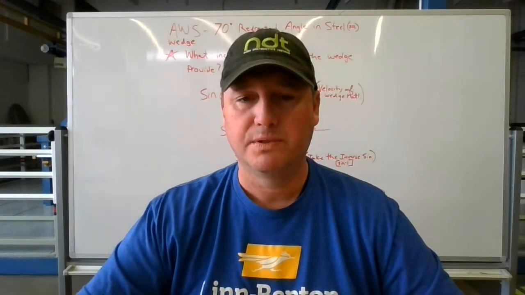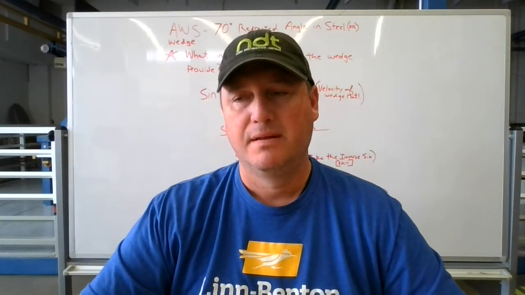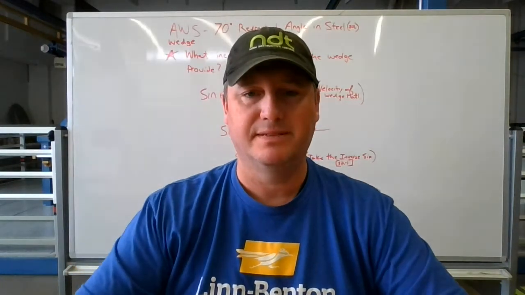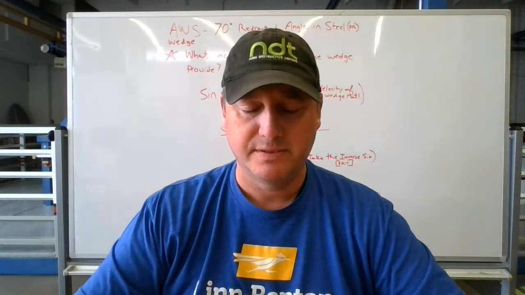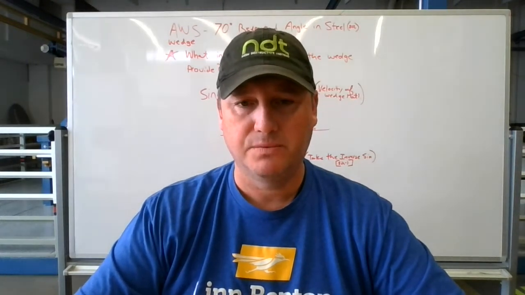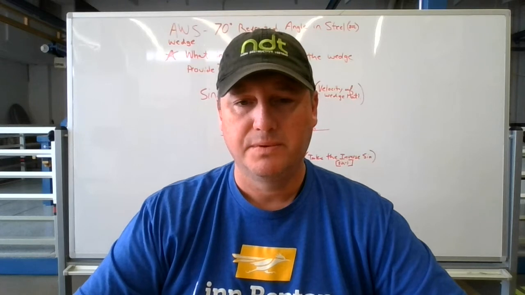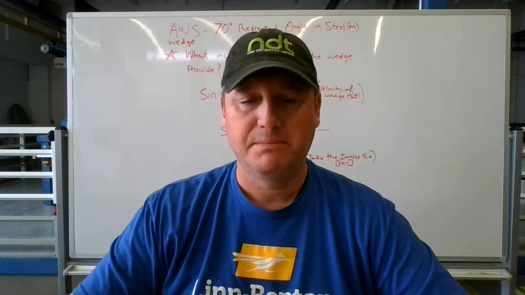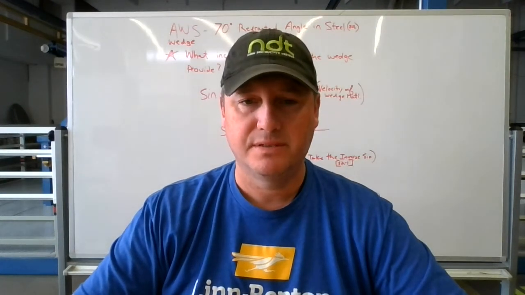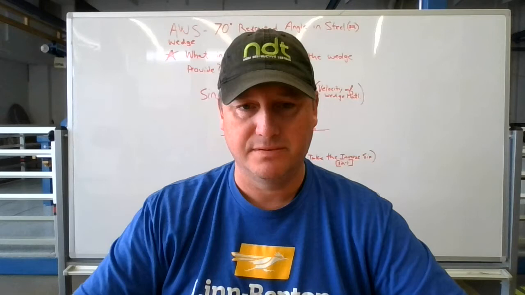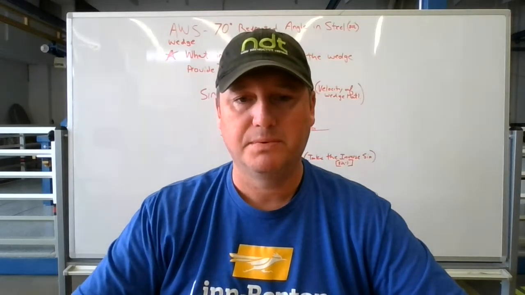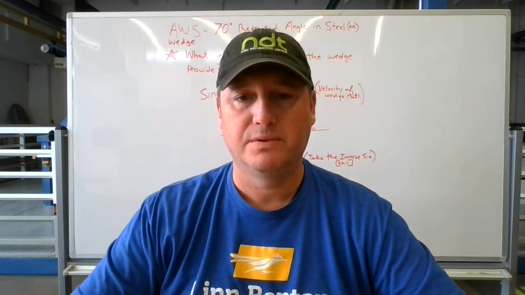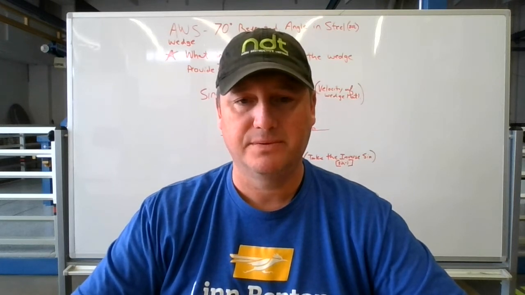However, we want to be able to introduce sound at an angle because that puts our sound energy perpendicular to the direction of expected discontinuities. So for example, with rolled plate, we know with a rolling operation, we would expect discontinuities to be flattened and elongated and be parallel to the surface. So if we introduce sound at 90 degrees to the surface, our sound will be perpendicular to the direction of those discontinuities, and therefore will interrupt the sound and be reflected back to us.